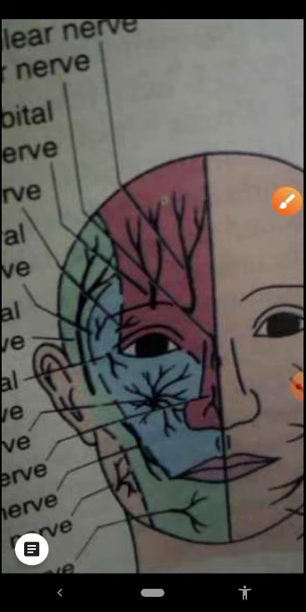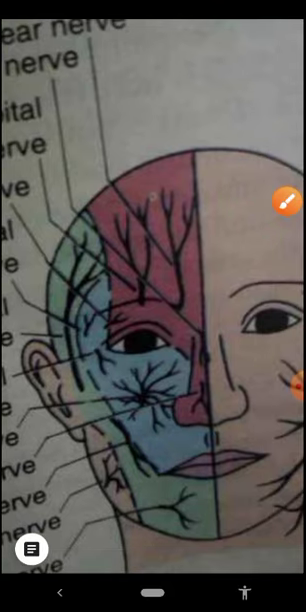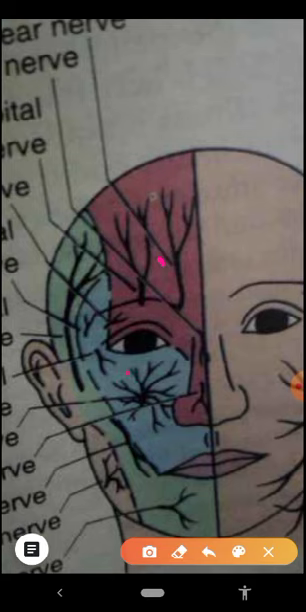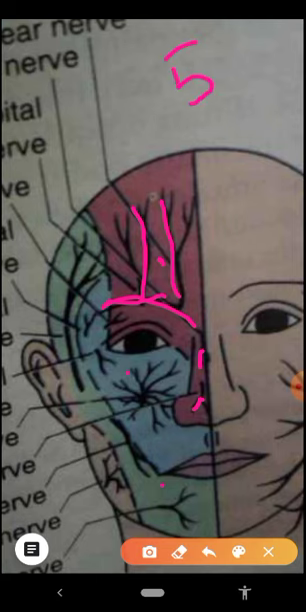Okay, let's start. So, the ophthalmic nerve. This is the ophthalmic division, ophthalmic and maxillary and mandibular. We have to go into detail of each branch. The branches supplying are 1, 2, 3, 4, 5. So you have 5 branches of the ophthalmic division, 3 branches of the mandibular division, and 3 branches of the maxillary division.